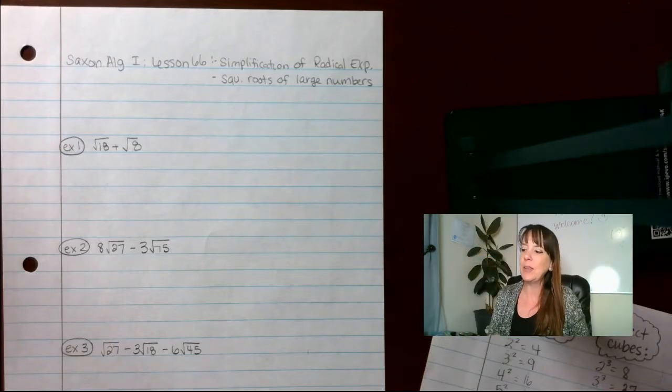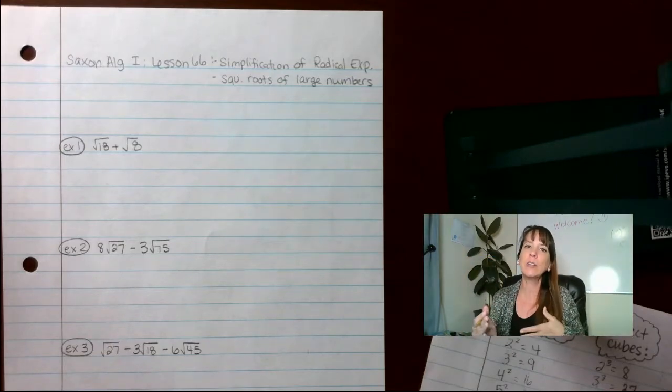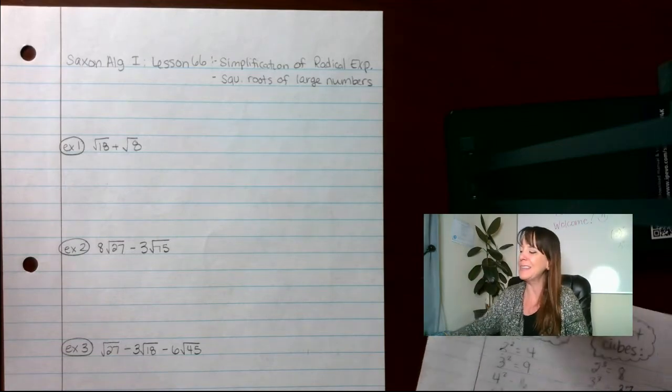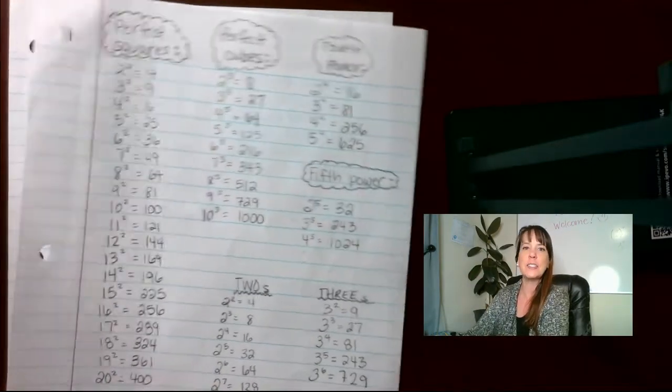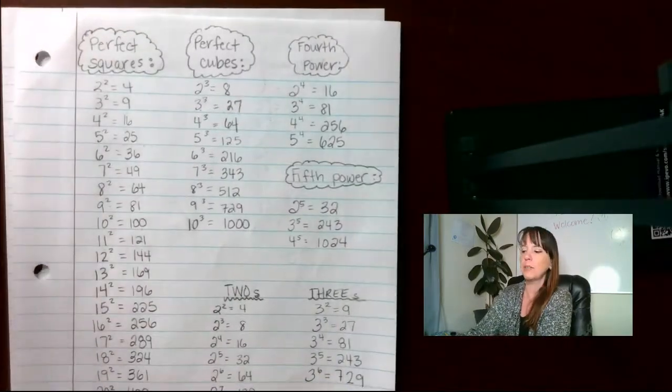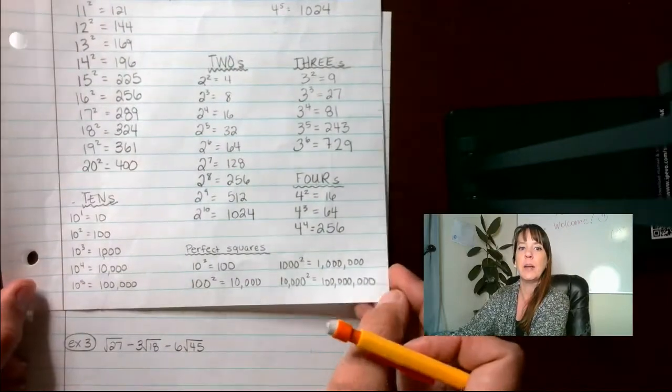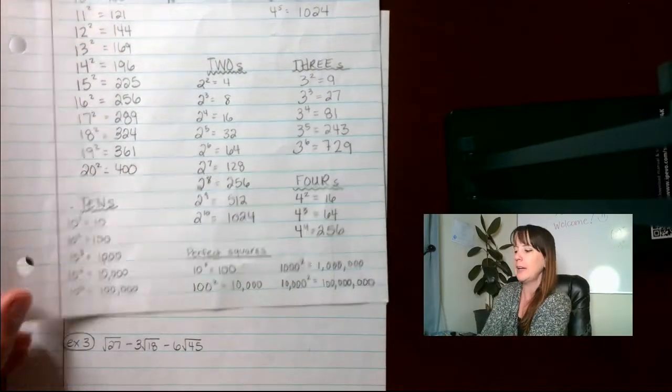We are talking today about lesson 66. We're simplifying radical expressions and square roots of large numbers, real large numbers. Again, this lovely little cheat sheet is going to help you. So here's the top part of it. Pause that, write that down. And then here is the bottom part of that. You'll want to keep that handy.